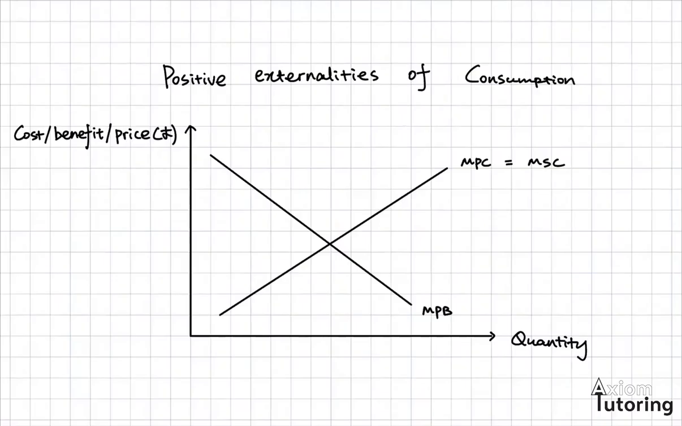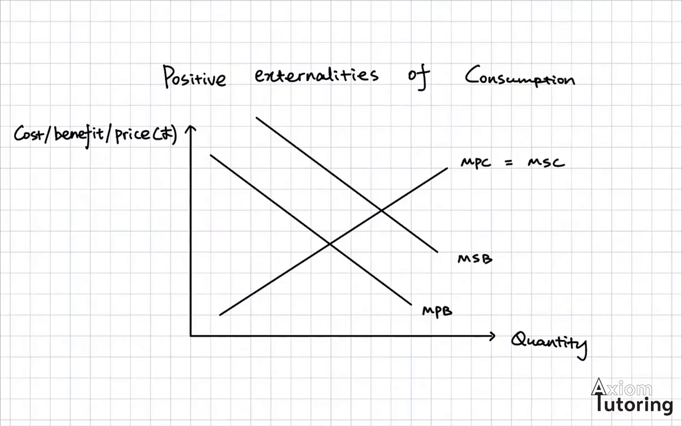Now, we introduce the key concept. Above the MPB curve, we draw another downward sloping curve and label it as MSB, which stands for marginal social benefit. It equals the sum of marginal private benefit plus marginal external benefit. The MSB curve lies above the MPB curve because society gains extra benefits from vaccination. Remember, reduced disease transmission, herd immunity, and improved public health. These external benefits are not fully considered by individual consumers.